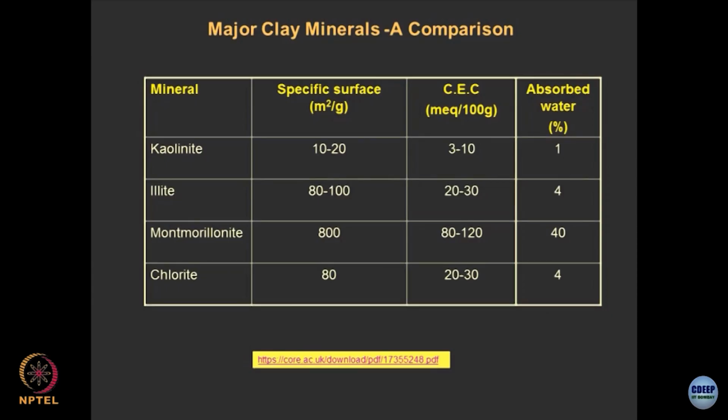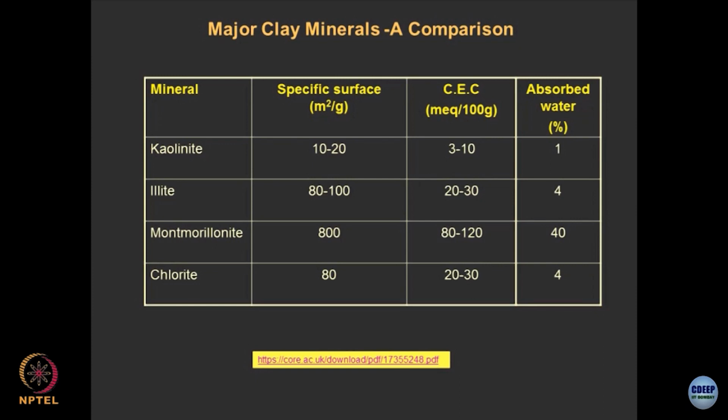Just to give you a comparison of the different clay minerals, I have used kaolin, illite, montmorillonite and chlorite. If you look at the surface area, which is normally defined in square meters per gram, the cation exchange capacity and the adsorbed water of the minerals, you can make out why some minerals are so active and why some minerals are so dormant. Sands do not come into the picture anywhere because their surface area is extremely low, about 10-20 square meters per gram.